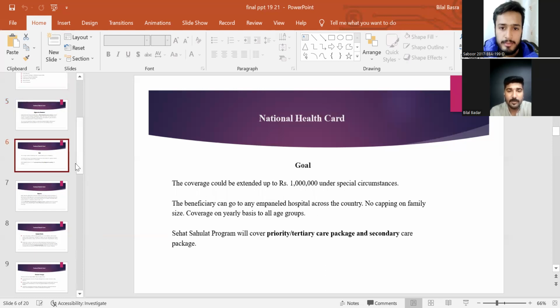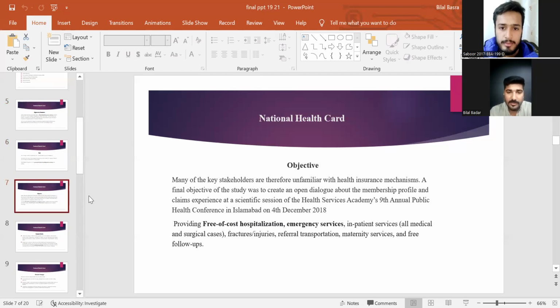Next, what is the goal of the National Health Card? The coverage would be expected up to Rs 1 million under special circumstances. The beneficiary can go to any empanelled hospital across the country. No capping on family size. Coverage on a yearly basis to all age groups. The Sehat Sahulat program will cover priority care package and secondary care package. There are two packages in this. The first one is the secondary and primary package.